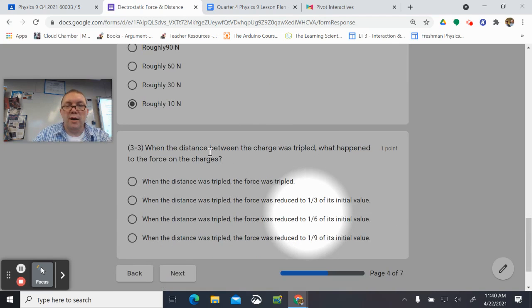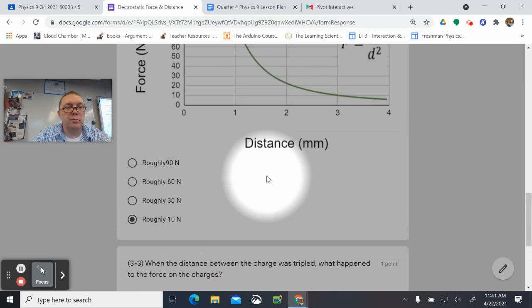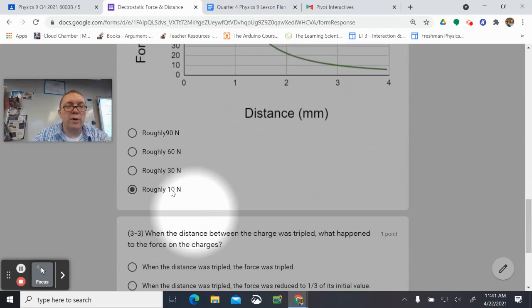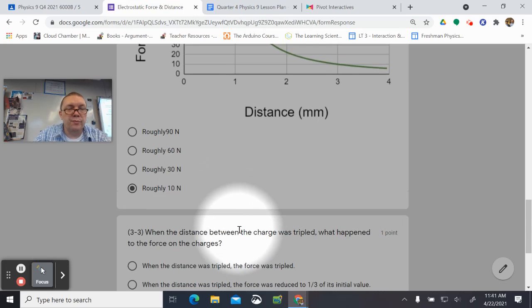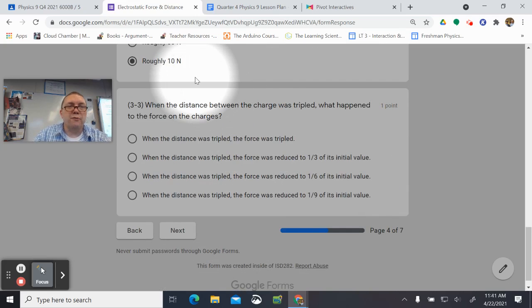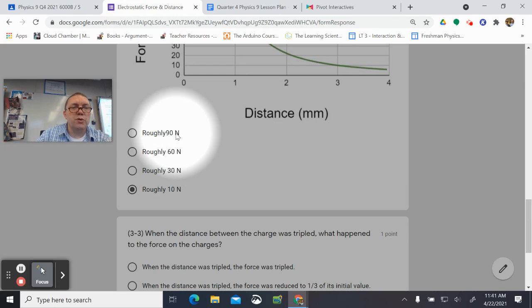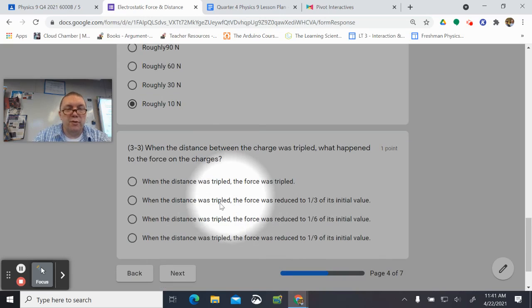And now when we tripled the distance, what happened to the force on the charges? It went from 90 newtons all the way down to 10 newtons. So when the distance was tripled, the force didn't get bigger, it got smaller. So it definitely wasn't tripled. When the distance was tripled, the force was reduced to 1/3? Well, 90 divided by 3 would have been 30, and that's not what we got. So it's definitely not the first choice.